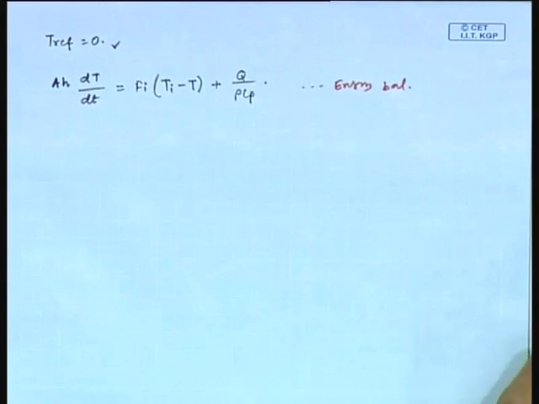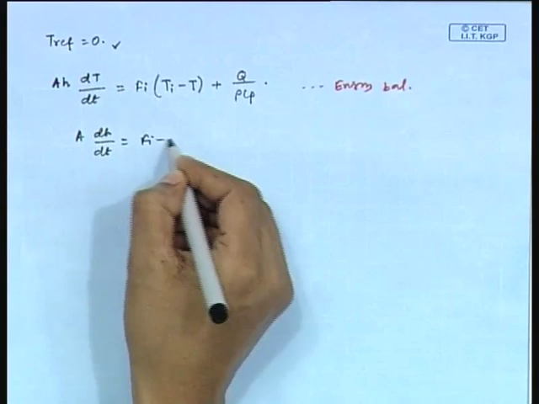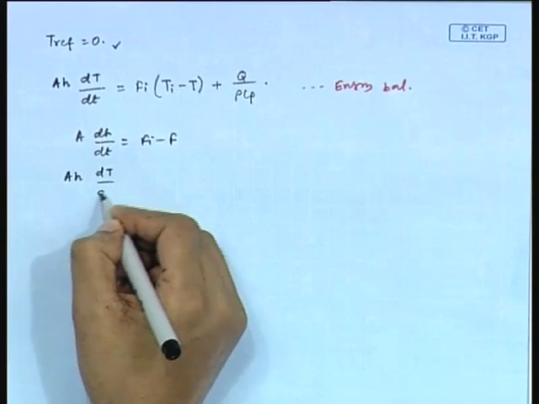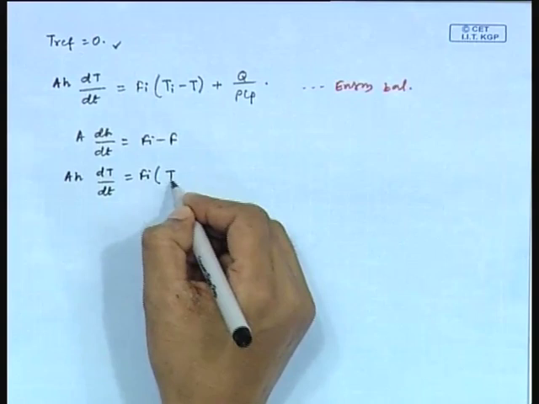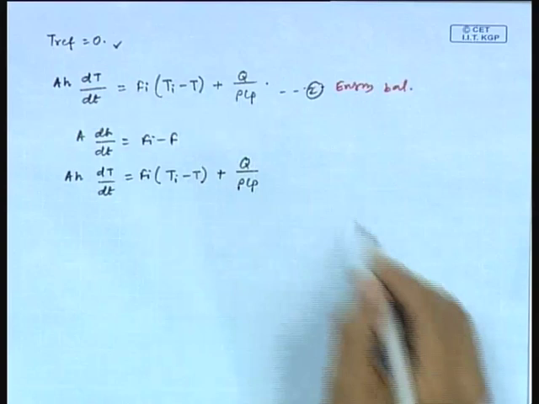So there are basically two equations, one based on total mass balance and another based on energy balance. The first one is A dH/dt equals Fi minus F, and this is A H dT/dt equals Fi (Ti minus T) plus Q divided by rho Cp. Give some equation number to this, suppose this is equation number 2. So this is the model structure, fine.